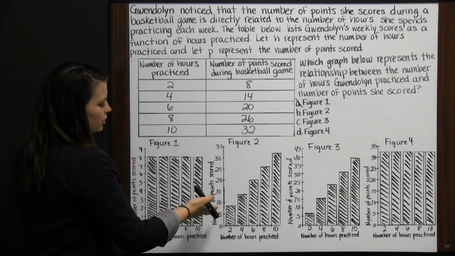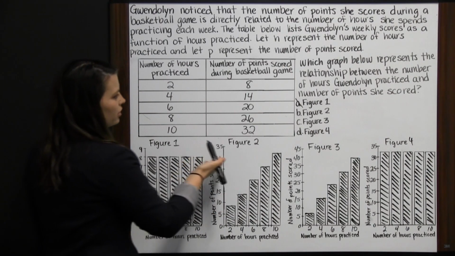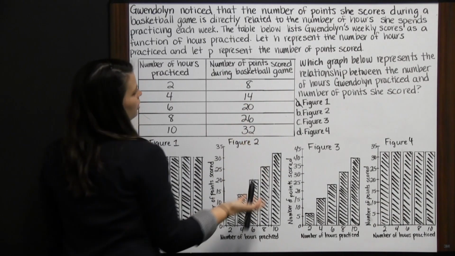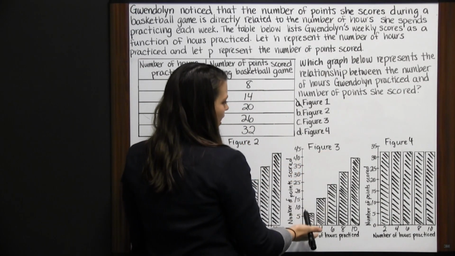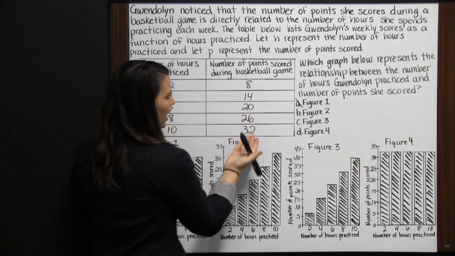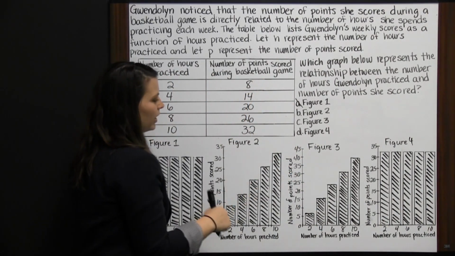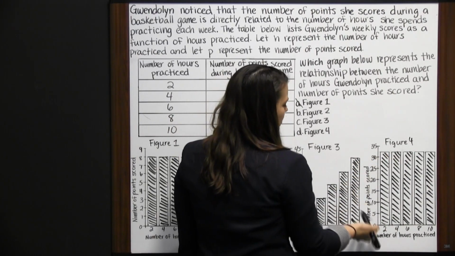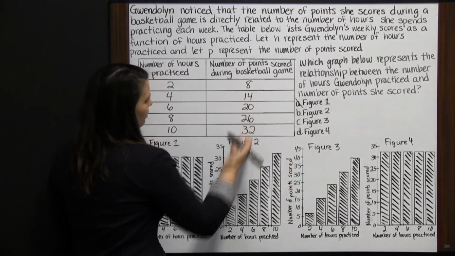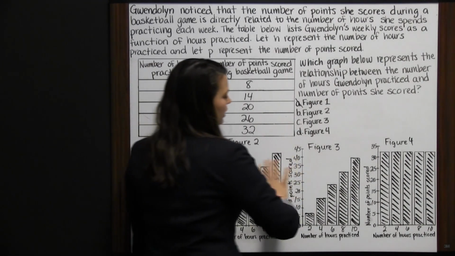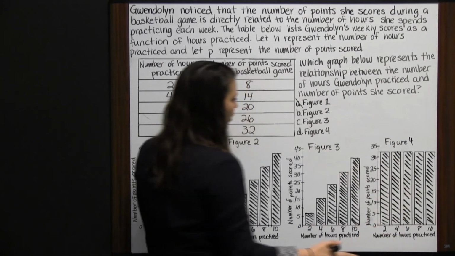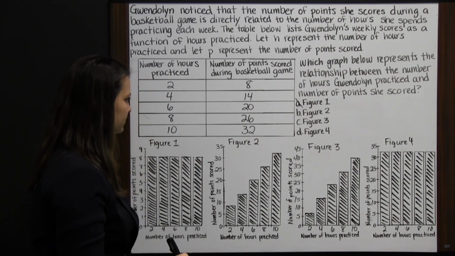If we look at figure 2, the range is from 0 to 35, which is the range of our number of points scored in our table. In figure 3, we have from 0 to 45, and again, our number of points falls in that range. And figure 4, 0 to 35, and our number of points scored again falls in that range. So we're focused now on either figure 2, 3, or 4 being the correct answer.